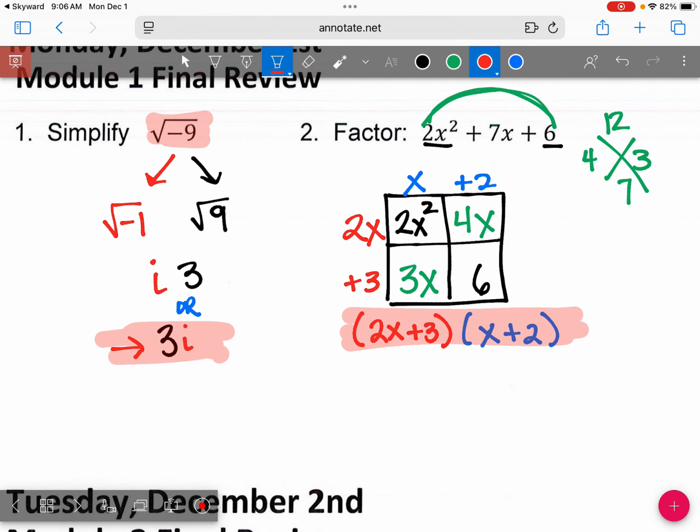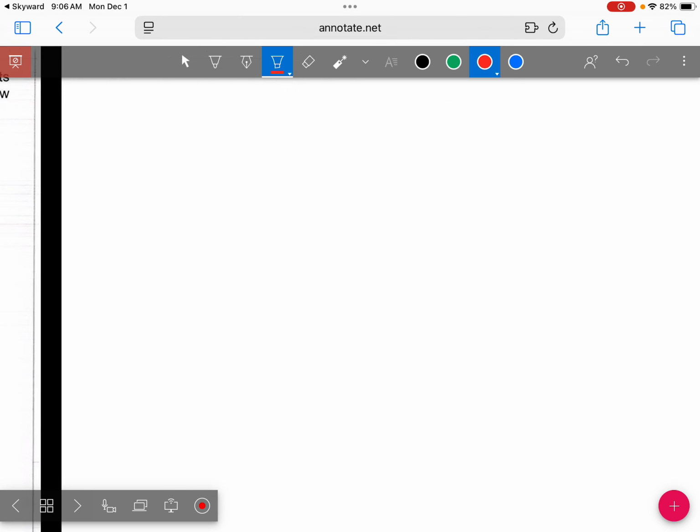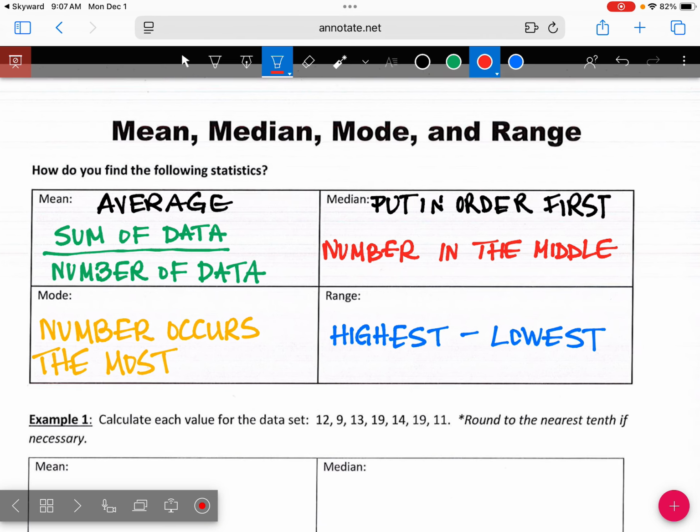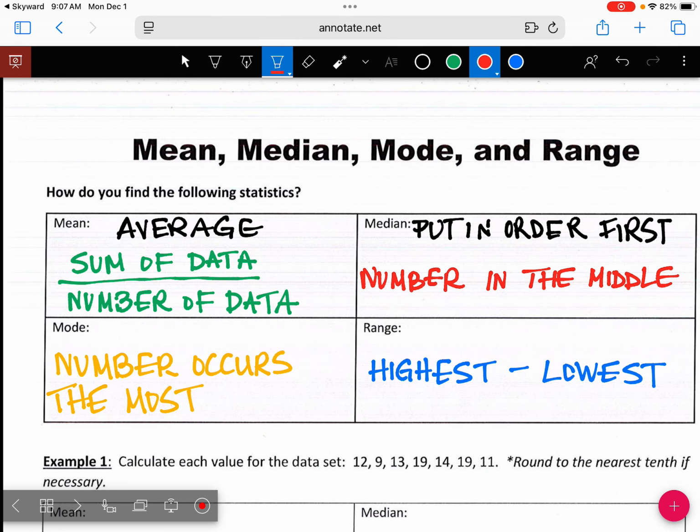Okay, so now we're going to go to page 4 in the packet. Page 4 is the first page of our notes. So I'm going to give you a second to go ahead and copy down these definitions. We're going to talk about mean, median, mode, and range.